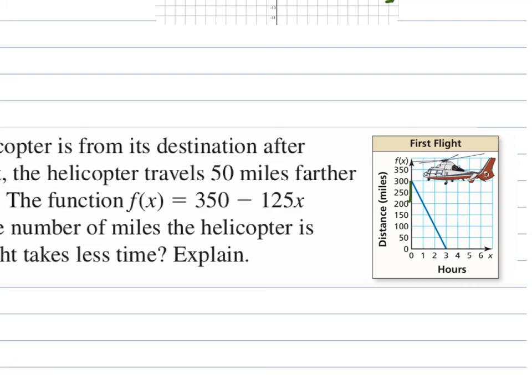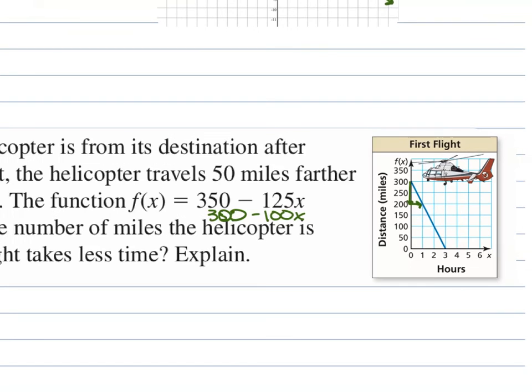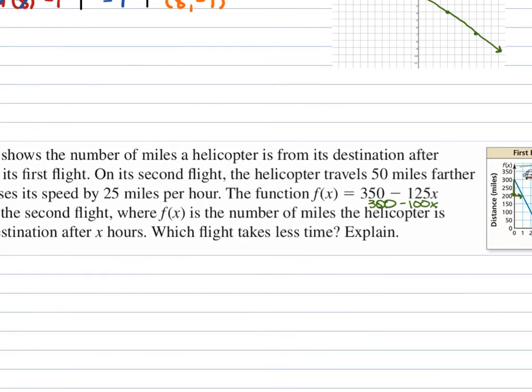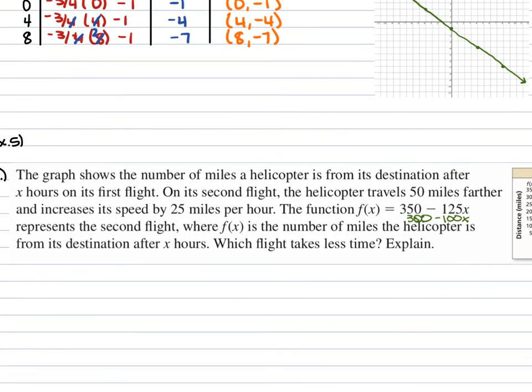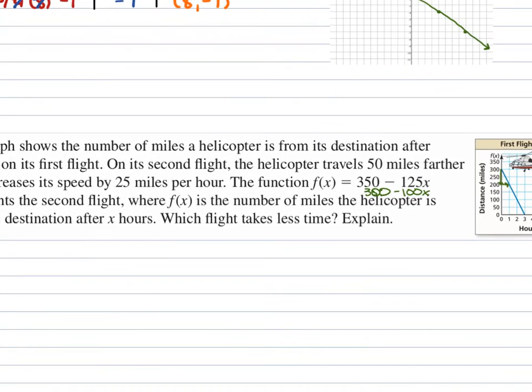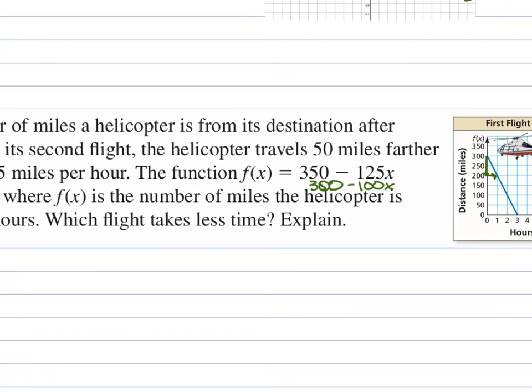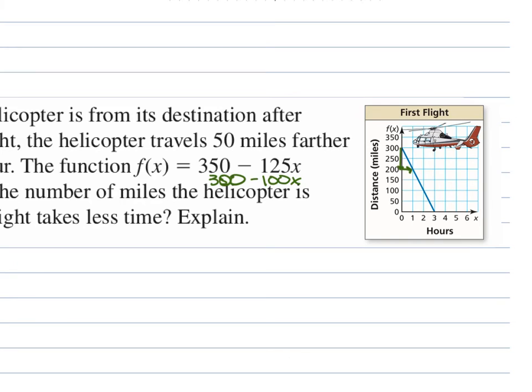So if we look at this graph here, we can find our rate of change. We're going down by 100 and over 1 hour. So our slope there is negative 100. So with this, the one that would go faster would be the second flight, because your miles per hour would be higher. Now, you want to look at this and see for both of them that this one takes 3 hours to get to where they are.